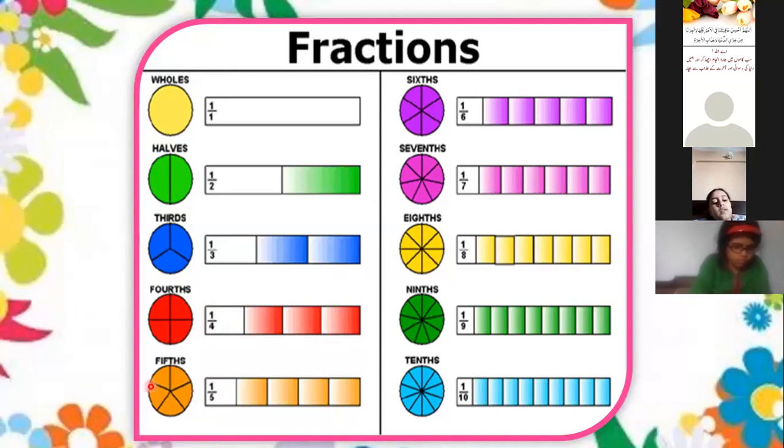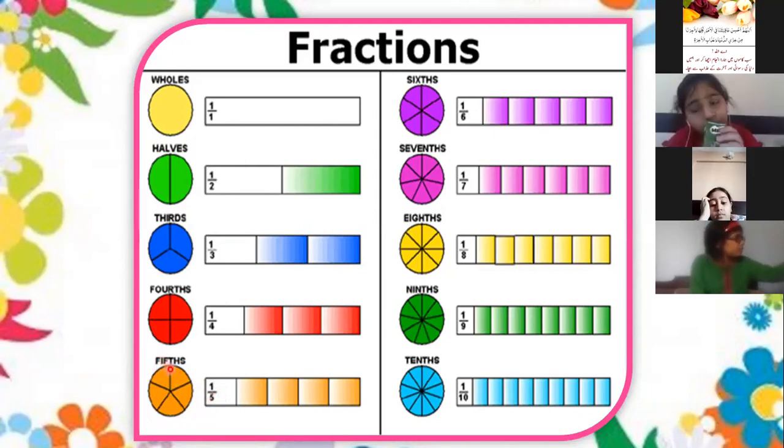In the same way, if you see this shape, we have divided the whole into 5 equal parts, and we have written here 1 upon 5, and the part is called a fifth.